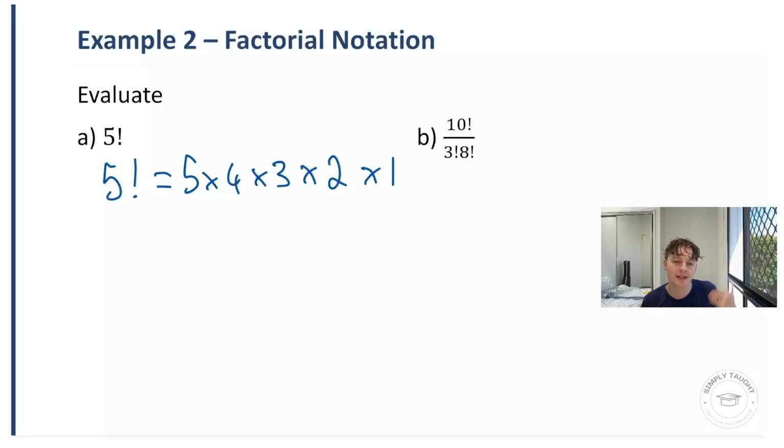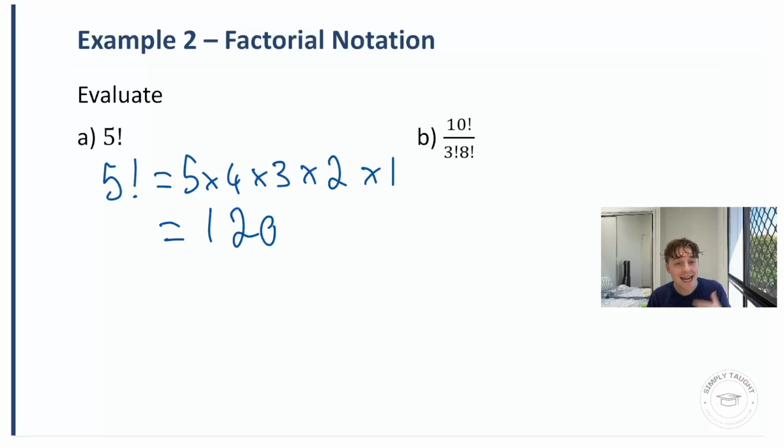Any number with an exclamation mark starts with that number and just decreases by 1 all the way down until we hit, we don't actually hit 0. If I multiply by 0 here, the whole thing disappears, right? So we go all the way down until we reach the number 1. So I've got 5 times 4, that is going to be 20. 20 times 3 is going to give 60. 60 times 2 is going to give an answer of 120. And you can imagine now, if we have 6 factorial, we times the whole thing by 6, and these numbers get really, really large really quickly.